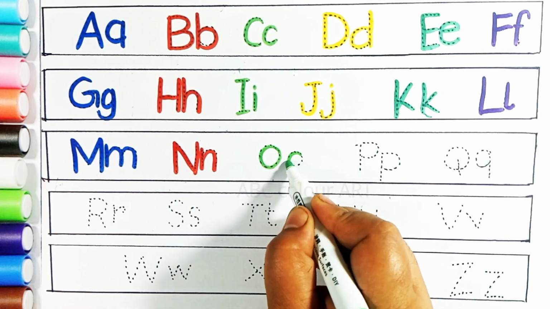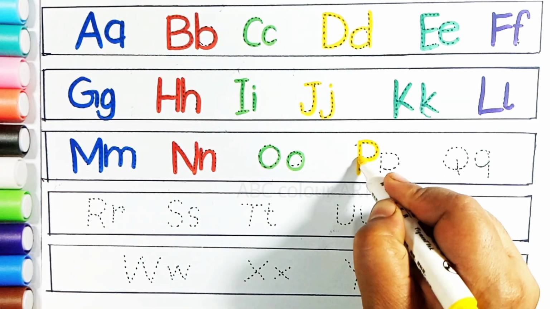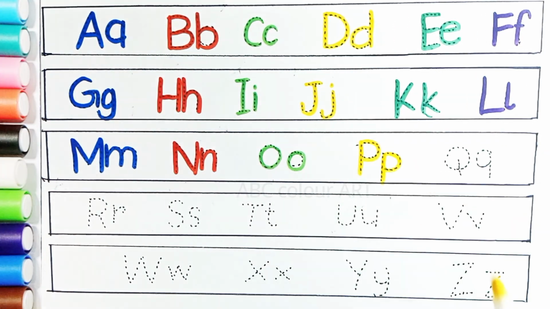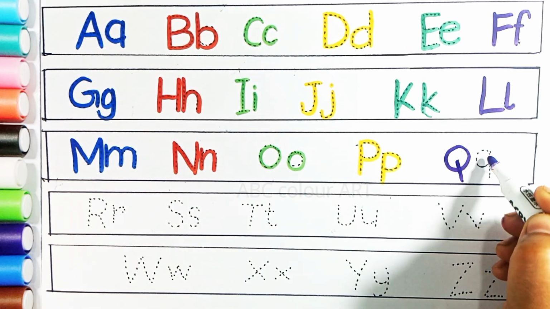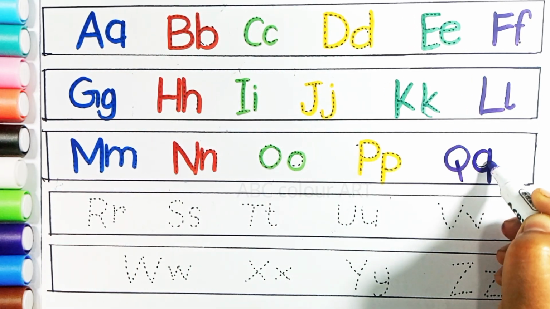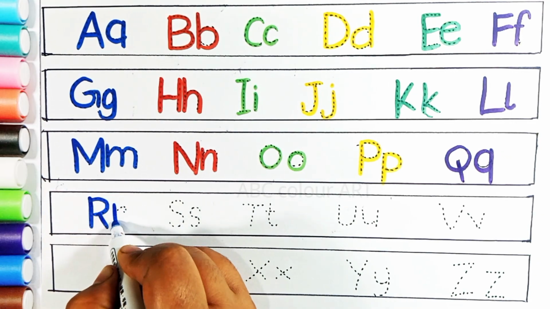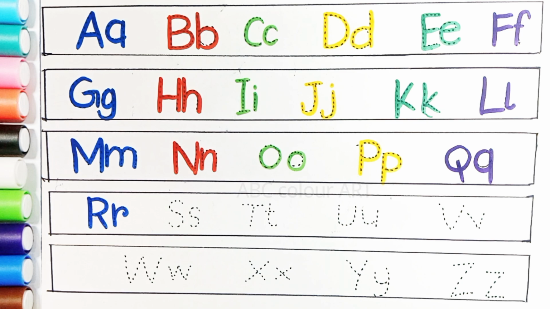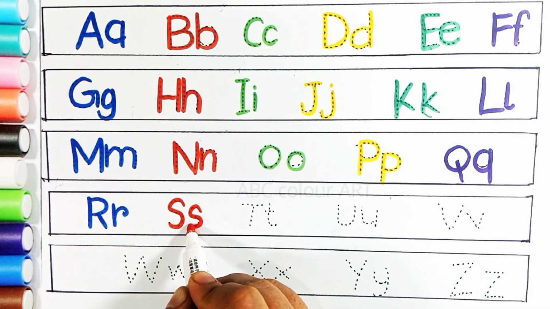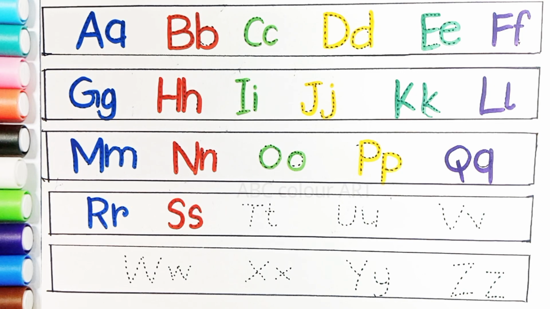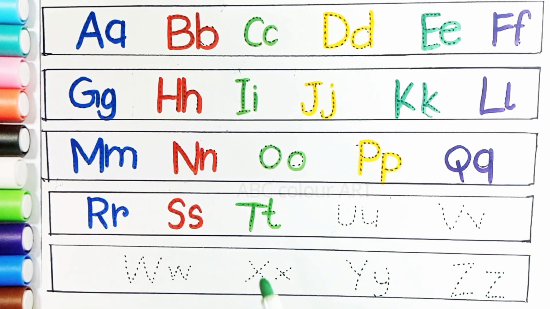Capital O, small o. O is for onion. Capital P, small p. P is for pumpkin. Capital Q, small q. Q is for queen. Capital R, small r. R is for rat. Capital S, small s. S is for sun. Capital T, small t. T is for tiger.